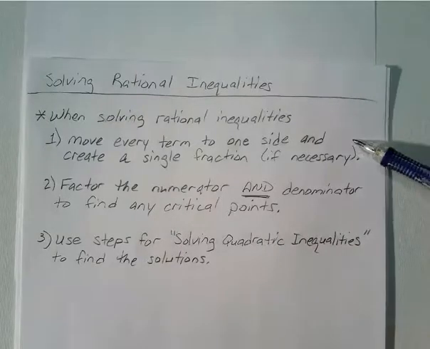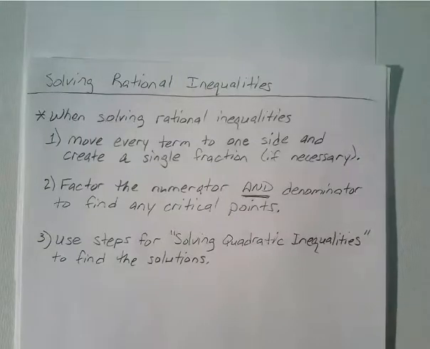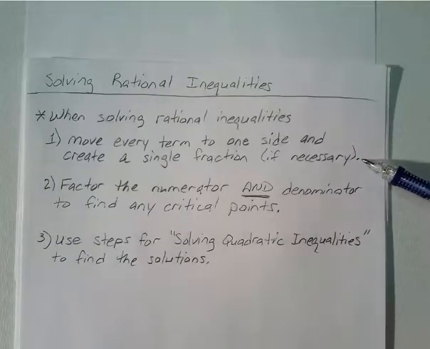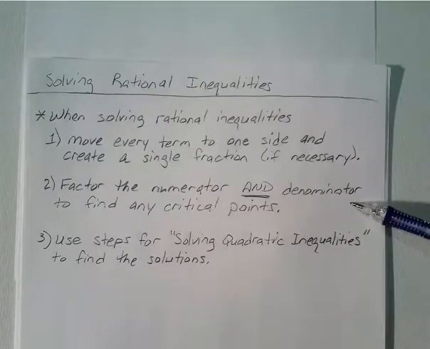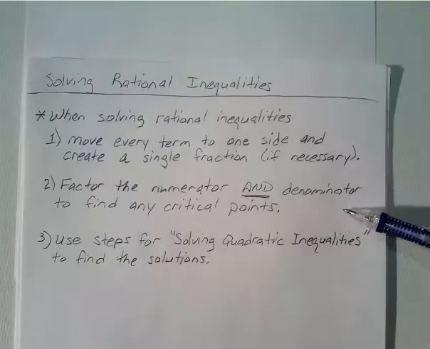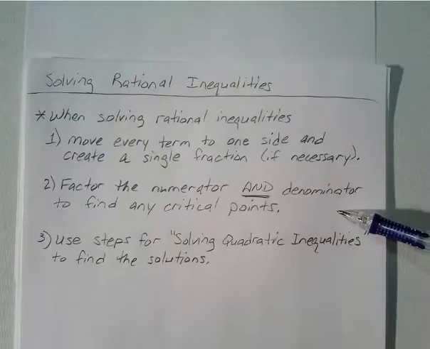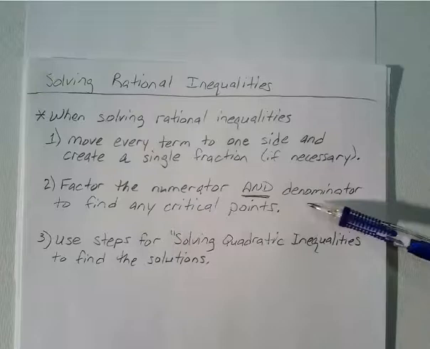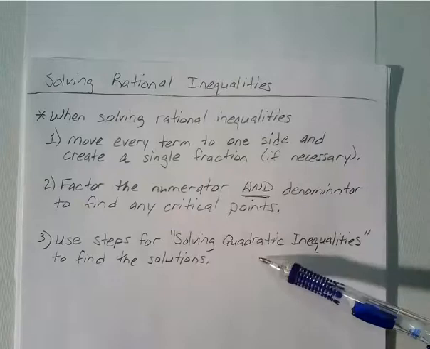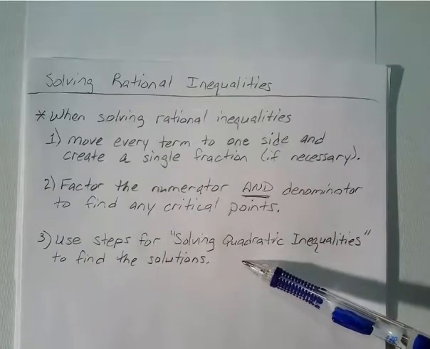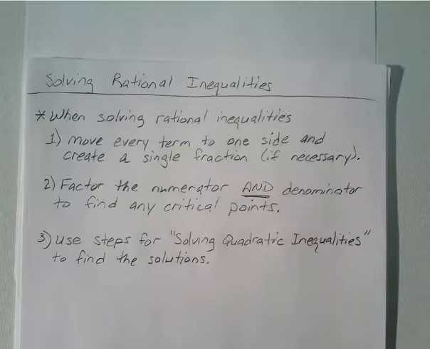The first thing is you want to make sure that you move every term to one side and create a single fraction, if it's necessary. The second thing you want to remember is to factor the numerator and denominator to find critical points. It's a little bit different from solving quadratic inequalities, because now you have a numerator and denominator to worry about. Once you do those two, you just use the same process of solving quadratic inequalities to find the solutions. That part of it doesn't really change.